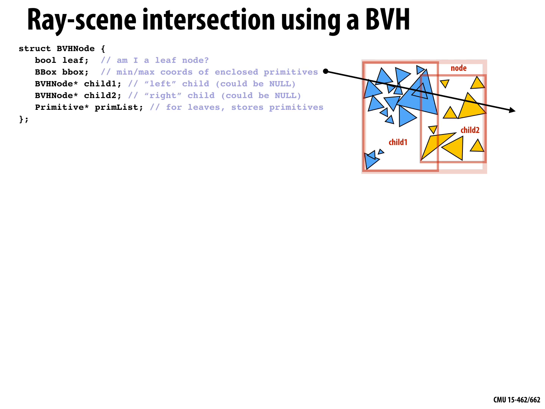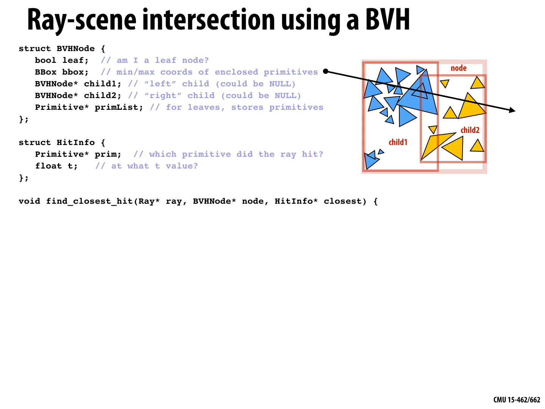All right. Then we also have a data structure for keeping track of information about where the ray hits the scene. So that's going to be this hit info structure. And this just stores a couple pieces of information, a pointer to the primitive that was hit, so which triangle was hit by the ray, and the t value, how far along the ray did that hit occur. Okay, finally we get to the algorithm itself. So we have our ray, we have our BVH node, and we want to compute the closest hit and store it in this hit info.